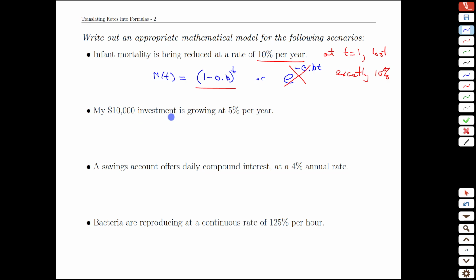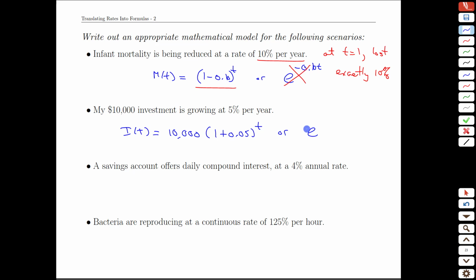How about my $10,000 investment is growing at 5% per year? And ask, is my investment value going to equal my $10,000 times 1 plus 5% per year, or is it going to be the 10,000 multiplier for sure, times an exponential e to the 0.05 t?